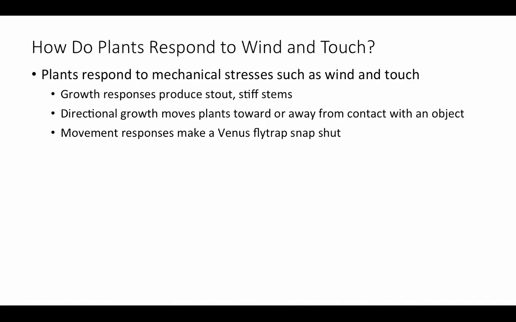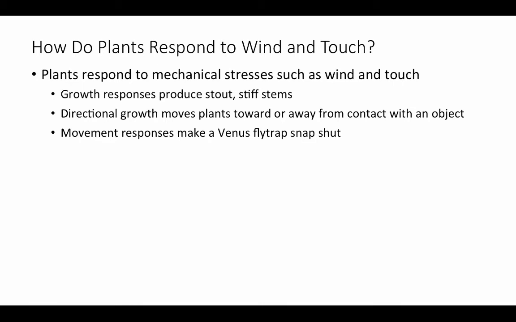So now let's take a look at how plants respond to mechanical stimulus, so being pushed on by wind or physical touch. So plants respond to mechanical stresses such as wind and touch, and growth responses are going to produce stout, stiff stems, so sturdy, short, thick stems that are going to be more resistant to mechanical pressure. Directional growth will move plants either toward or away from contact with an object as necessary.